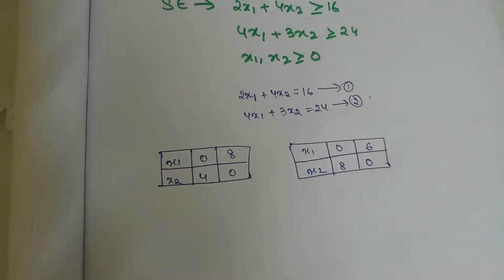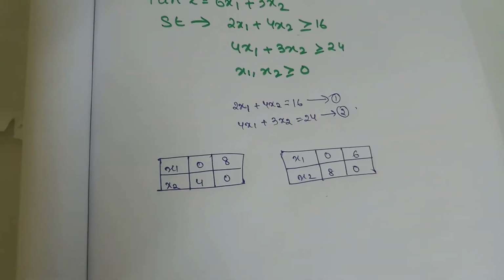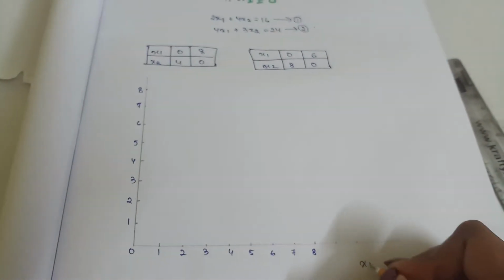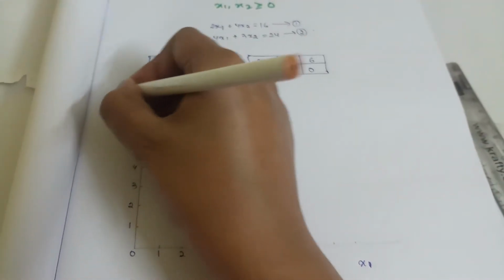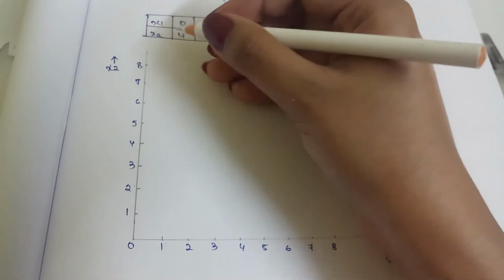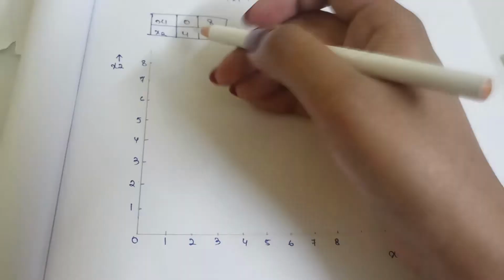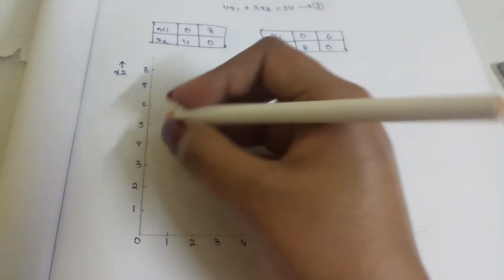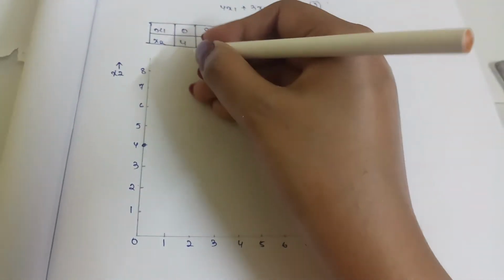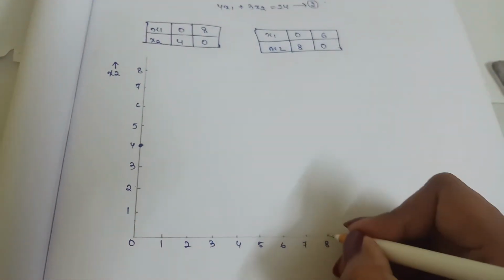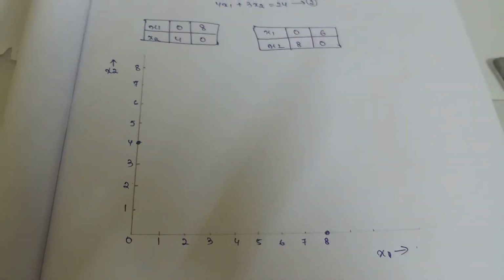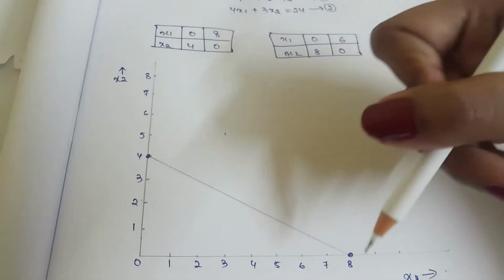Now the next step which I'm going to do is plot the graph. Okay, as you can see, I have plotted the graph. This one is x1 and this one is x2. Now let's see the first coordinate. When x1 is 0, x2 is 4, means this point. When x2 is 0, x1 is 8, means this point. So let me just join the 2 points. Okay, as you can see, I have joined the points.